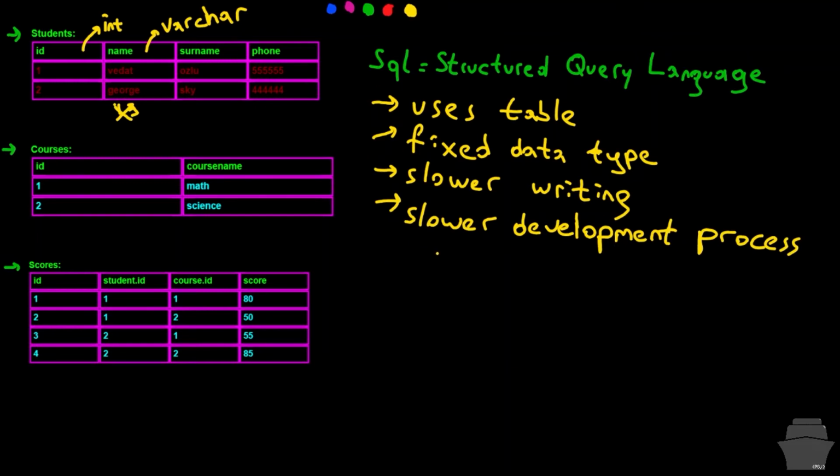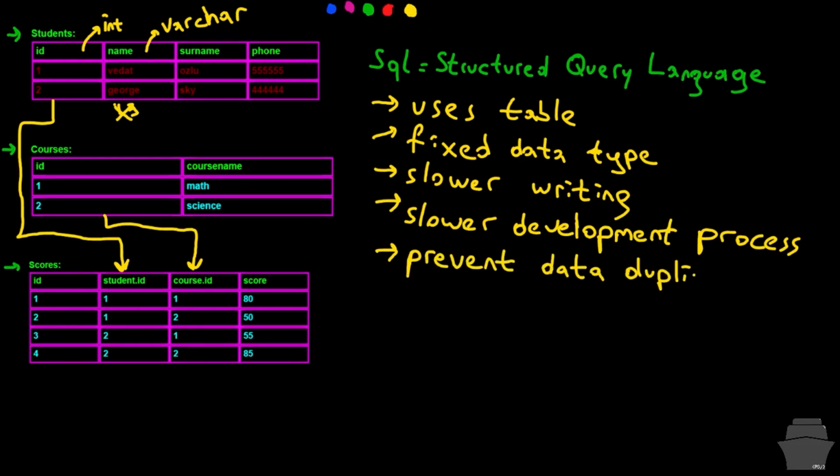Alright guys, one of the more important features of SQL is it uses relationship between tables. How? Here we have three tables, right? The ID field of students table has relationship with students.id field of scores table. And the ID field of courses table has relationship with the course.id of scores table as well. When you make relationship between tables like that and normalize the tables, it prevents the data duplication. So let's write prevent data duplication.